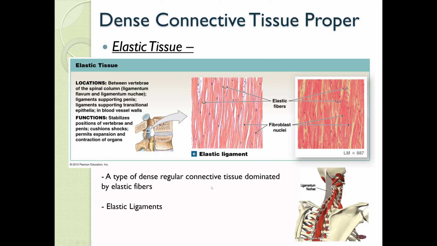And here is an example of one of those ligaments that is made up of elastic tissue. It's called the ligamentum nuchae, and it's in the cervical region of your spinal cord. So you can think of elastic tissue as making these elastic ligaments, which are ligaments that have more flexibility than a typical ligament.